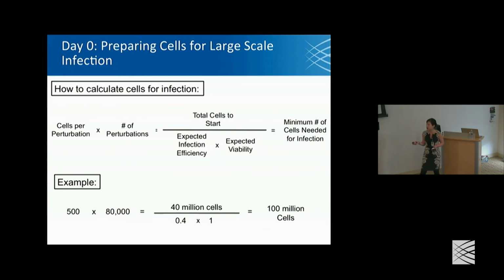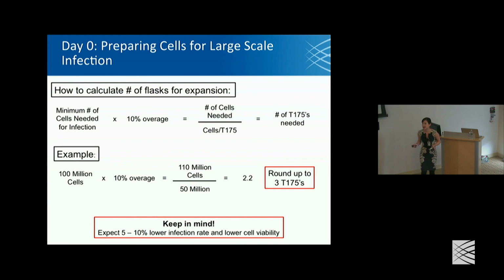So for example here, we're going to take our 500 cells per perturbation, as we said before, times 80,000 perturbations, and we get 40 million cells. Now from our previous assay dev, we know that we should be expecting a 40% infection rate and maybe no viability loss at all. Then we need a minimum of 100 million cells to start with. We're going to add a 10% overage to this.